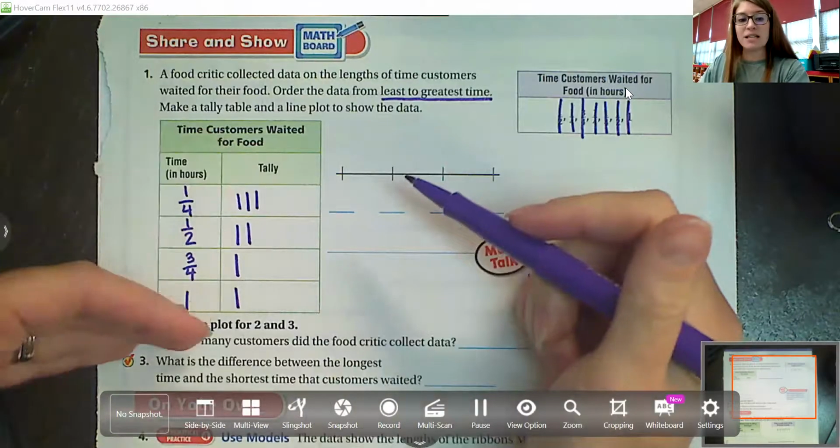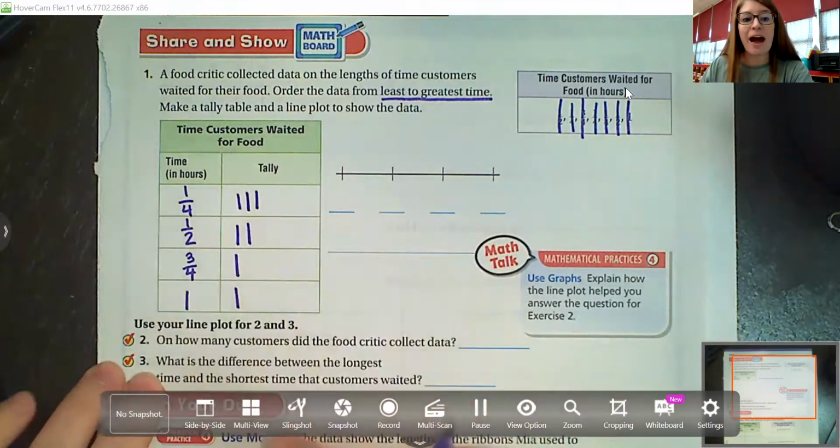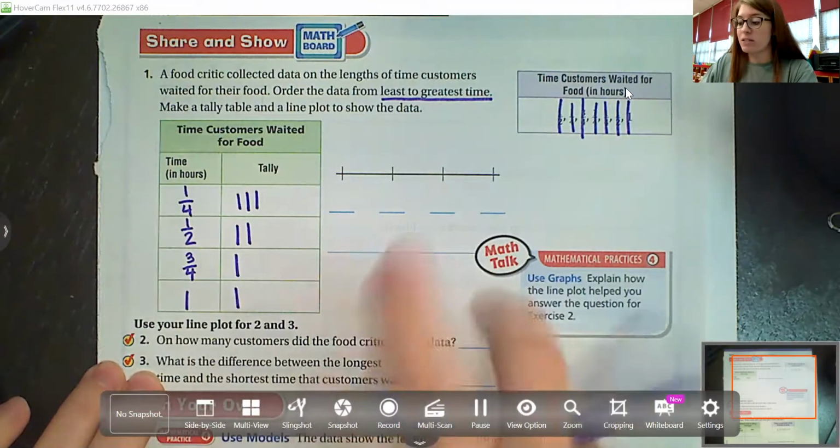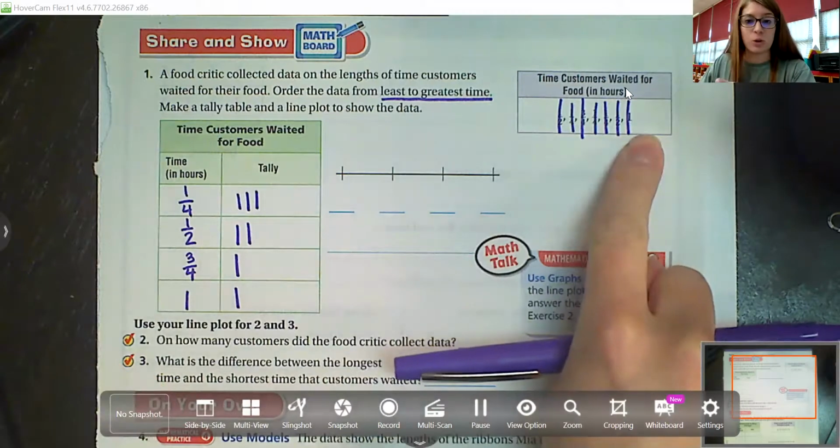Okay, so now we've created our tally chart. And now that it's organized like this, it's a little bit easier to see how much of each we have instead of here where it was kind of all jumbled up and not in order.